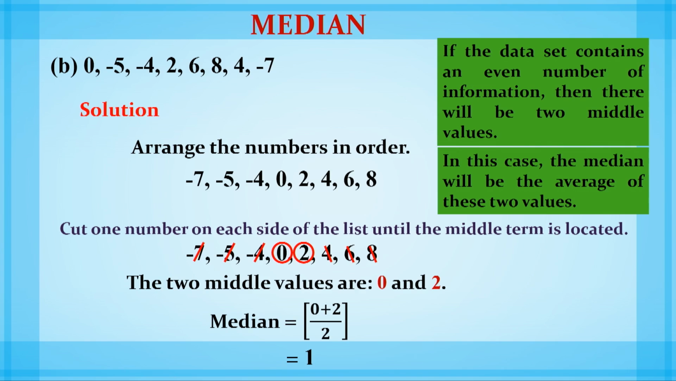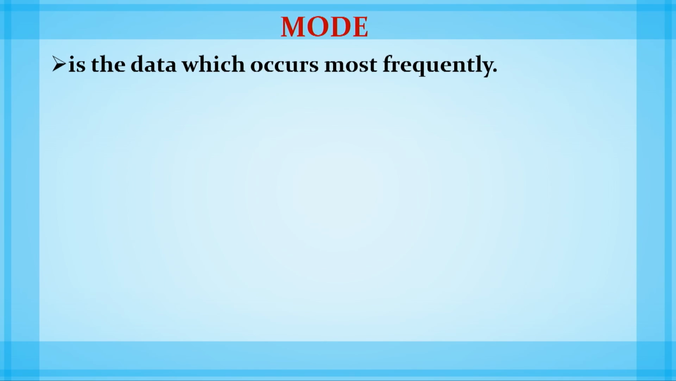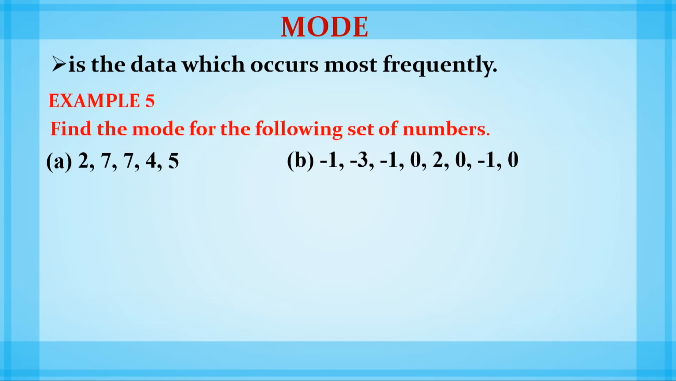Next, we look at the mode. Remember, mode is the data which occurs most frequently. Let's consider the following example. In part A, the data 7 occurs most frequently. Therefore, the mode is 7.